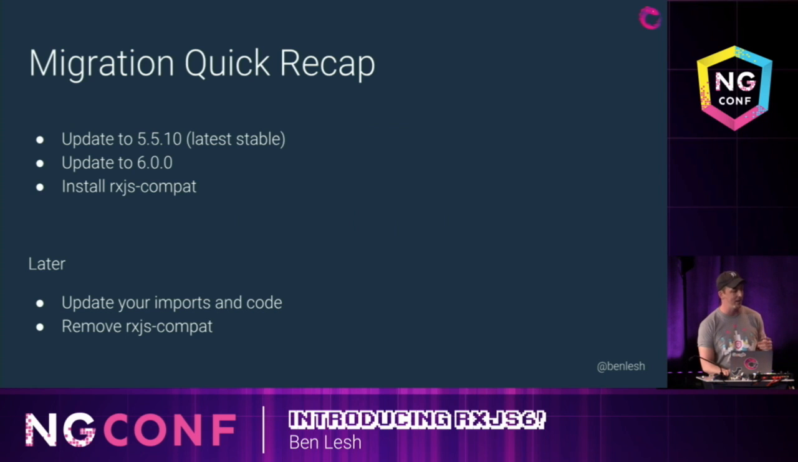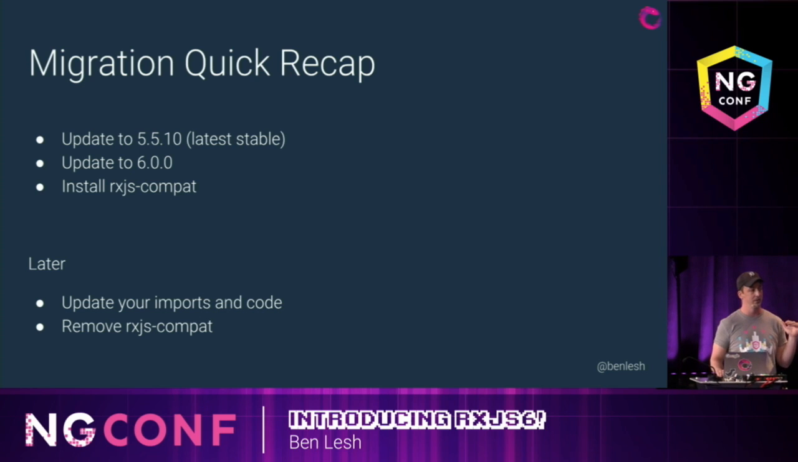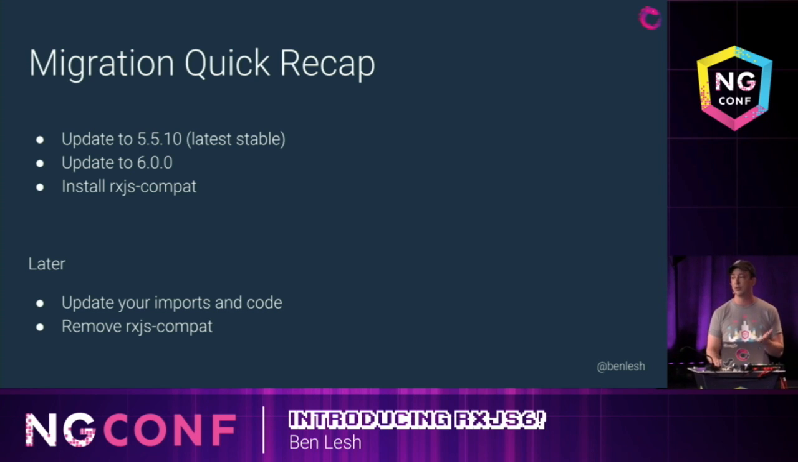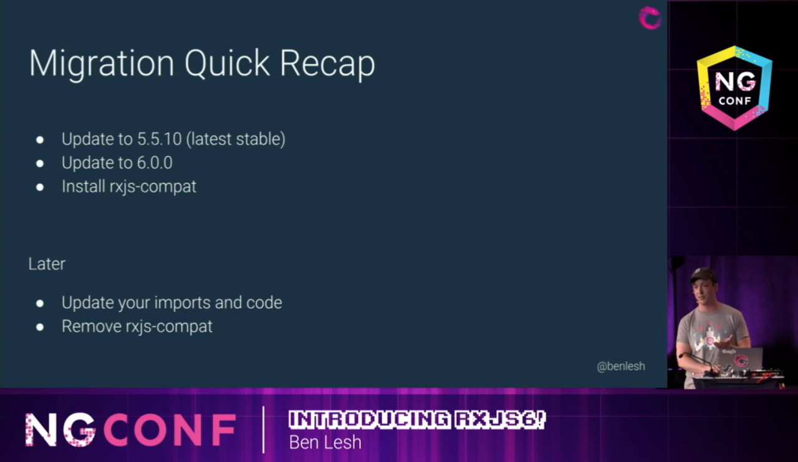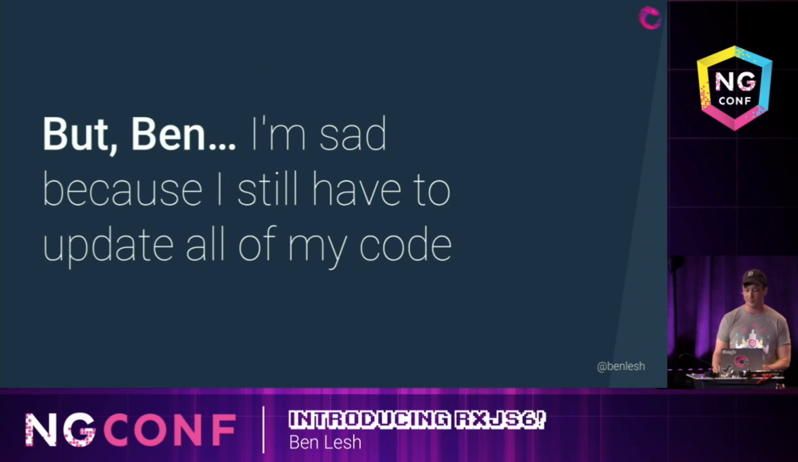So just a recap of how to migrate or update. The first thing you want to do is update to 5.5.10, the latest version of 5.5, because there are some bug fixes in there, and you want to make sure that you catch any bugs that came from those bug fixes first. Then you update RxJS to 6.0, and then you can install RxJS-compat if you haven't already migrated all your code to be 6.0 compliant. From there, you want to go through and update your imports in your code to be 6.0 compliant, and then you can remove RxJS-compat.